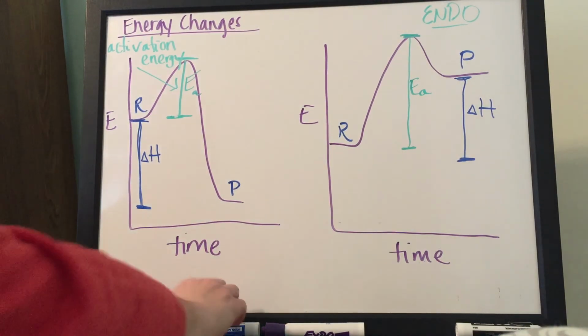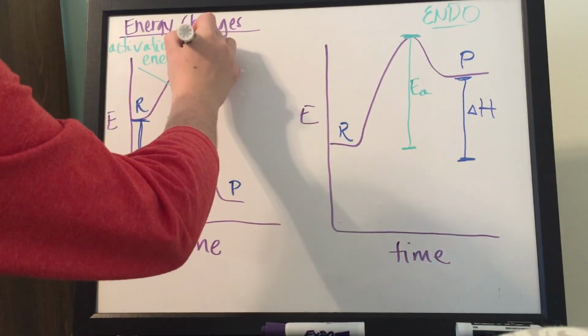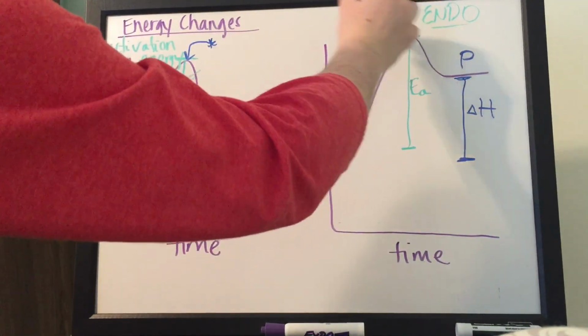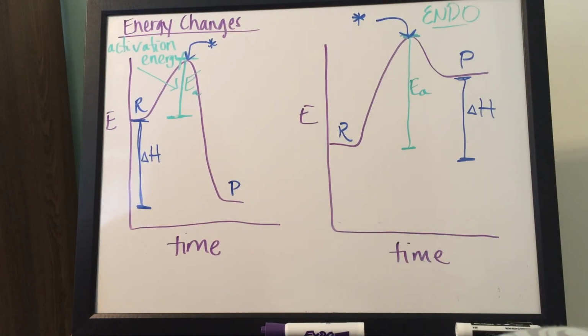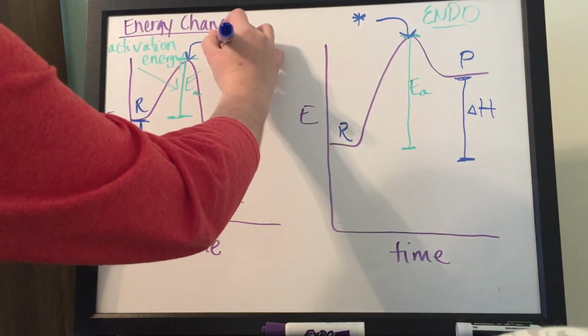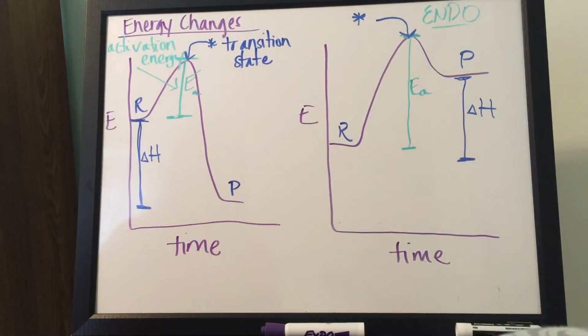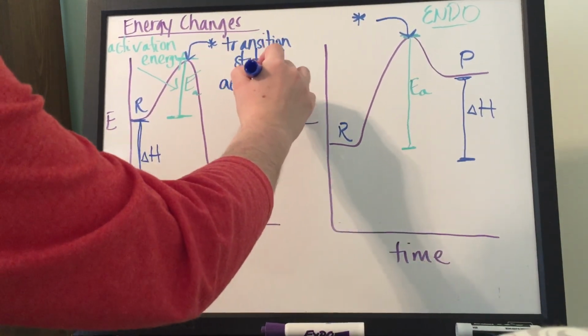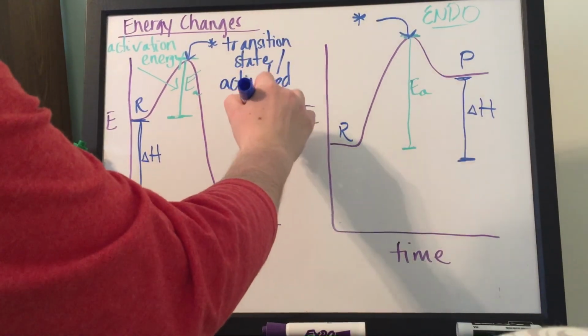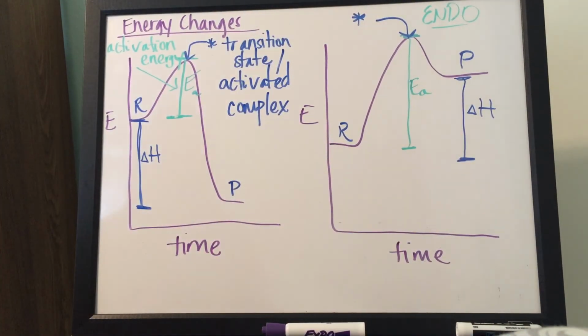And then the only other thing that I want to label is at the very top of the hill, I'm going to put a little asterisk at the very top. This is kind of like this weird transition state. That's actually one name for it. It's a transition state between the reactants and the products. Transition state is one name. And like I said, it's kind of this weird mesh of the reactants and the products. It's like when the reactants are colliding, but they have not really turned into products yet. That's called a transition state. It's also called an activated complex. So that's at the very top of the hill, a transition state or an activated complex.